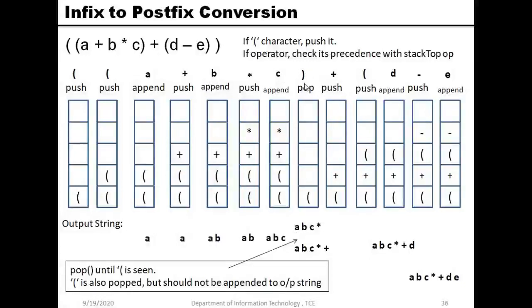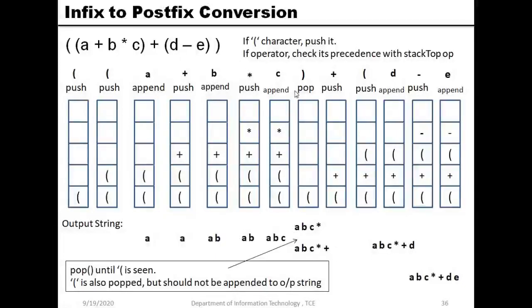Whenever closed parenthesis is seen, we have to pop the stack items until the opening parenthesis is seen. So star gets popped out, it gets appended to the output string. Plus gets popped out, it gets appended to the output string. Then this parenthesis also gets popped out, but it should not be added here. The status of stack remains like this.